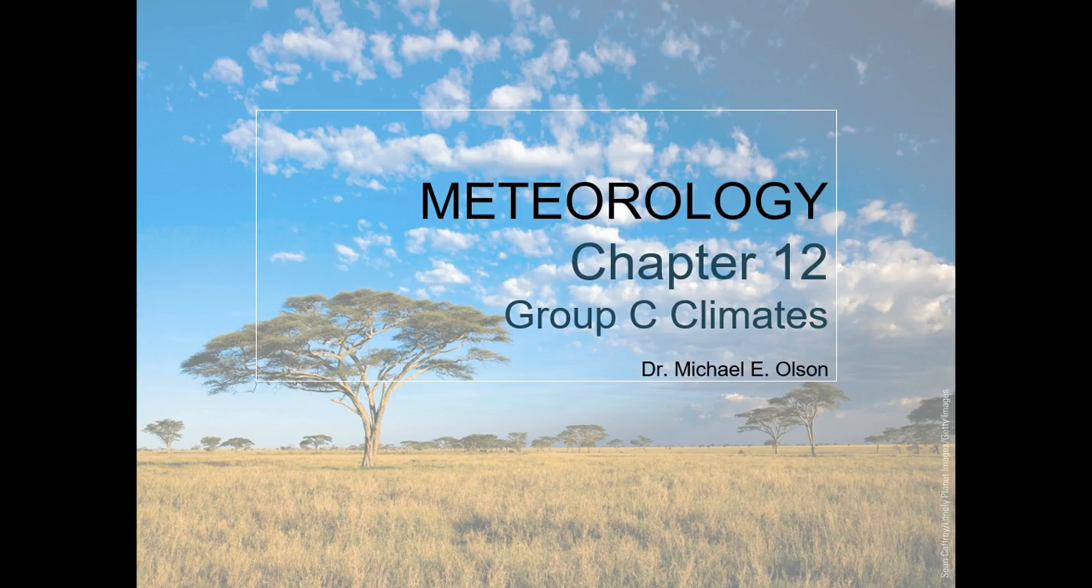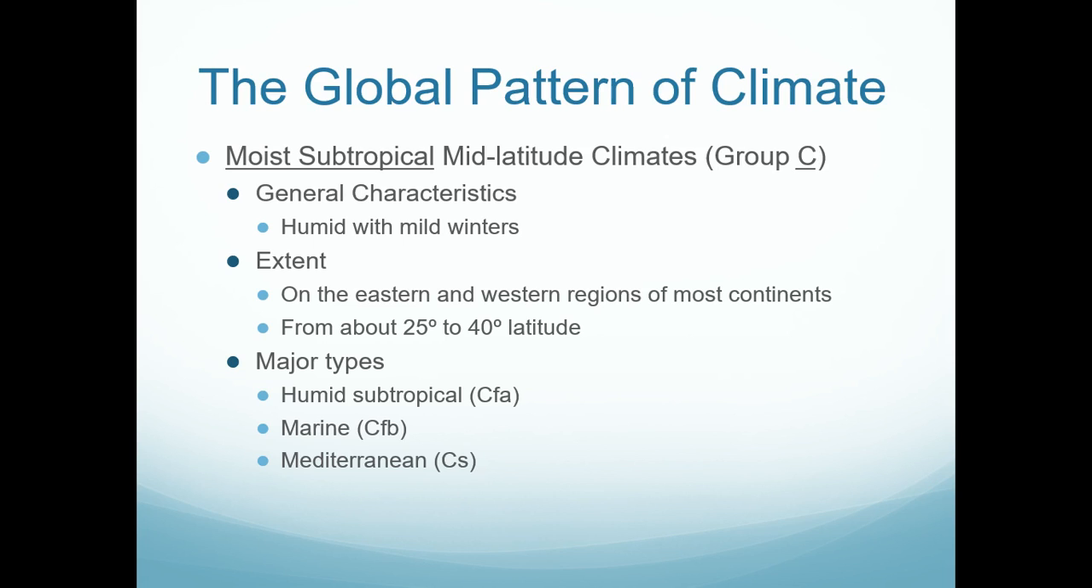With a Group C climate, we start to see a little more moisture again than the Group B deserts, but still nowhere near as much as you see with the tropical Group A climates. We usually see with Group Cs humid weather, but mild winters. This would describe us here in the southeastern United States.